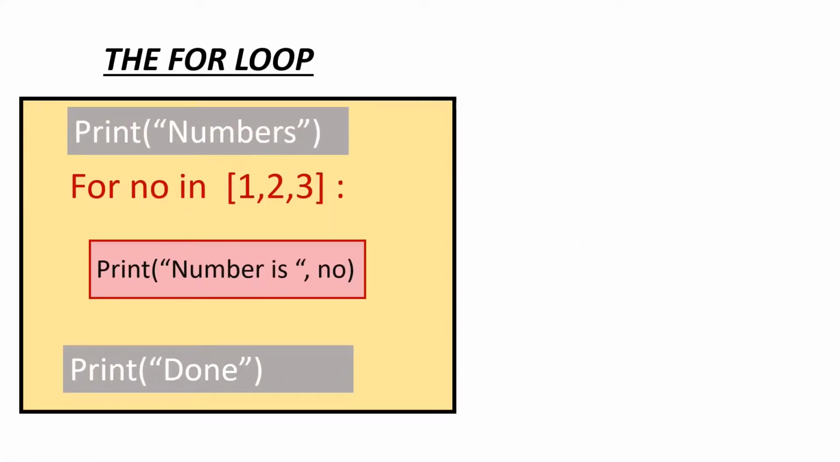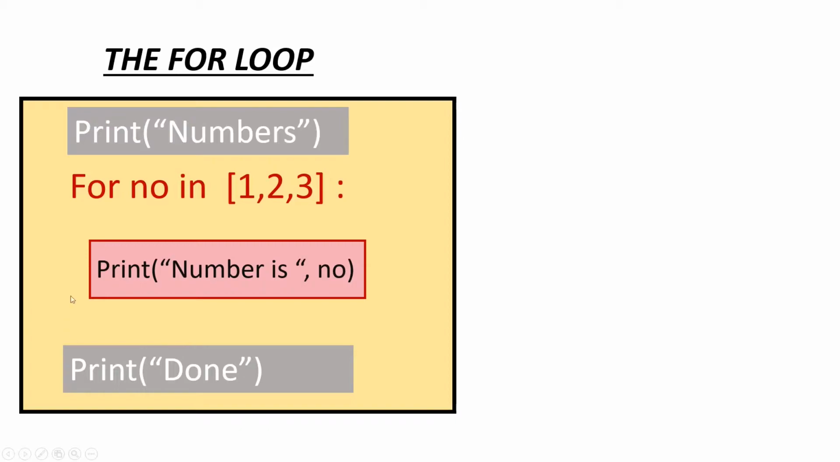So my iterating variable name I have given no, that's number. My collection is a list having elements 1, 2, 3, and for each of the elements, what do I want to do? I want to print "number is" and no. No is basically meaning whatever value no will take.